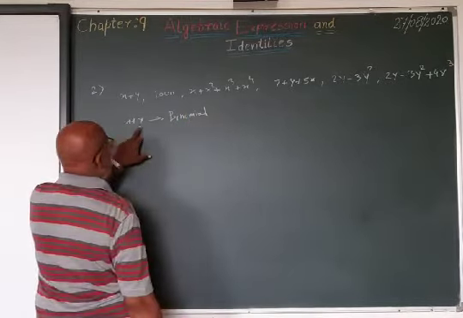Then x plus x square plus x cube plus x to power 4. 1, 2, 3 and 4 terms are there. Do they have any separate name? No. They are commonly called polynomial.